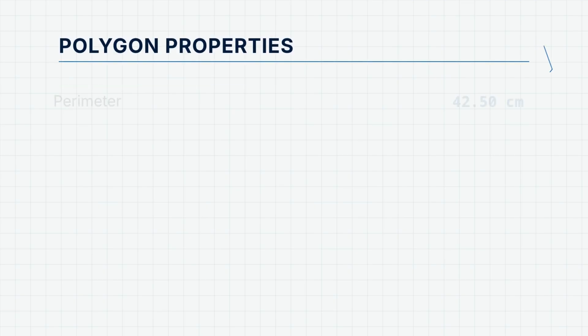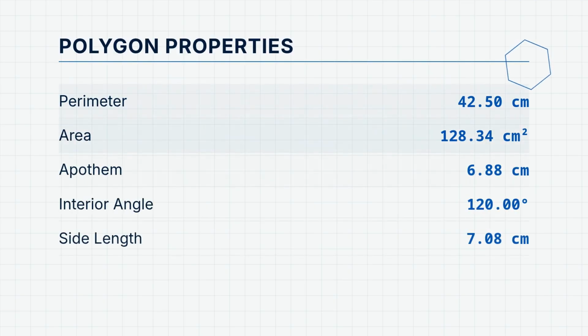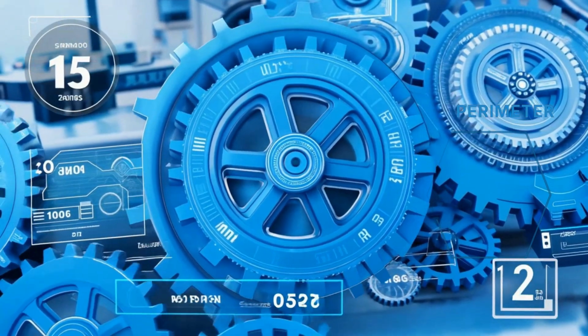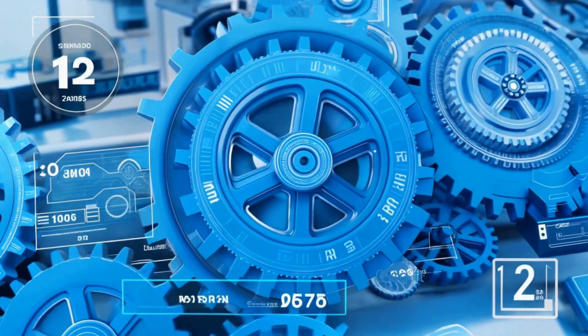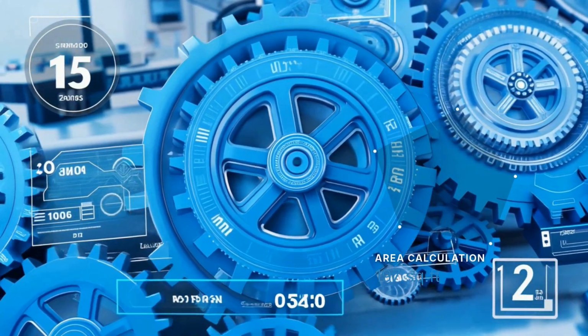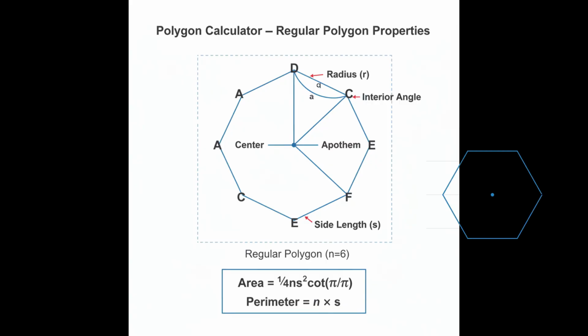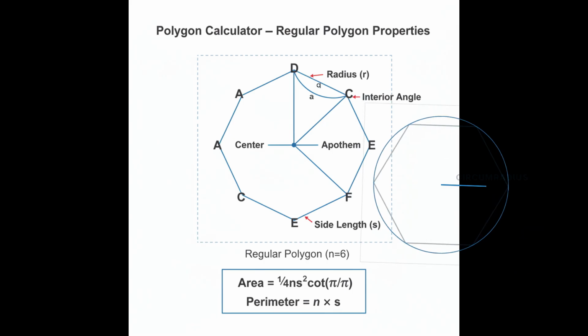After clicking Calculate Regular Polygon Properties, the calculator provides comprehensive results for your polygon. The output includes the perimeter, which is the total distance around the polygon. You'll see the area calculation, giving you the total space enclosed by the polygon. The calculator also provides the apothem, which is the perpendicular distance from the center to the midpoint of any side. Additional outputs include the circumradius, the radius of the circumscribed circle, and the interior angle measurement.